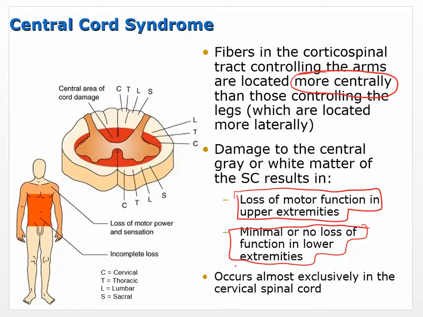Now, this almost exclusively happens in the cervical spinal cord, which makes sense because if it happens down in the lumbar area, you're not going to have any upper extremity loss anyway. It's going to be at and below that level.